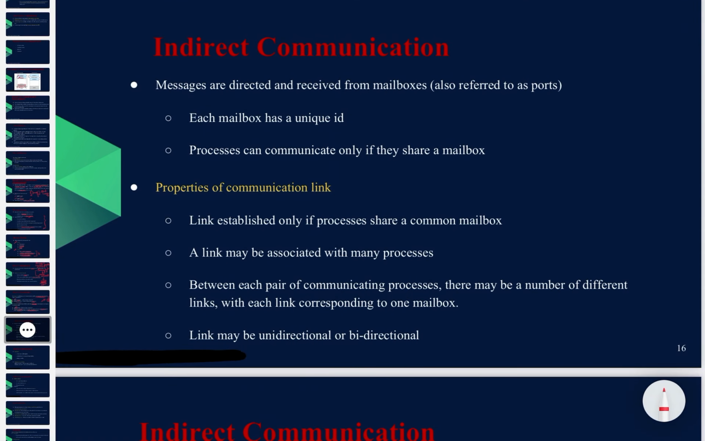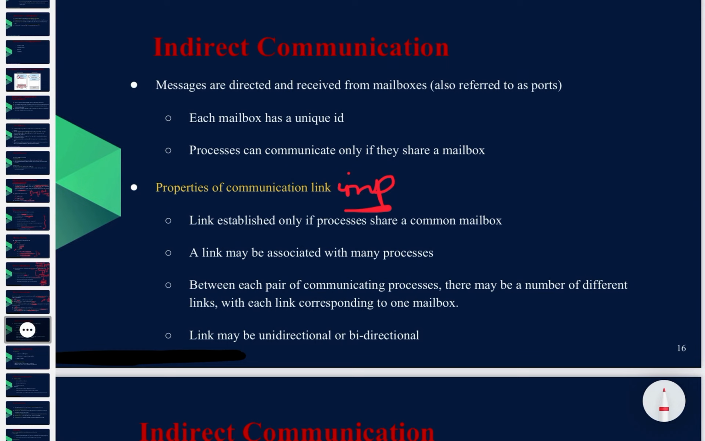Indirect communication. Messages are directed to and received from a mailbox, also referred to as ports. Each mailbox has a unique ID. Processes can communicate only if they share a mailbox. So, properties of a communication link. Very, very important: a link is established only if processes share a common mailbox.